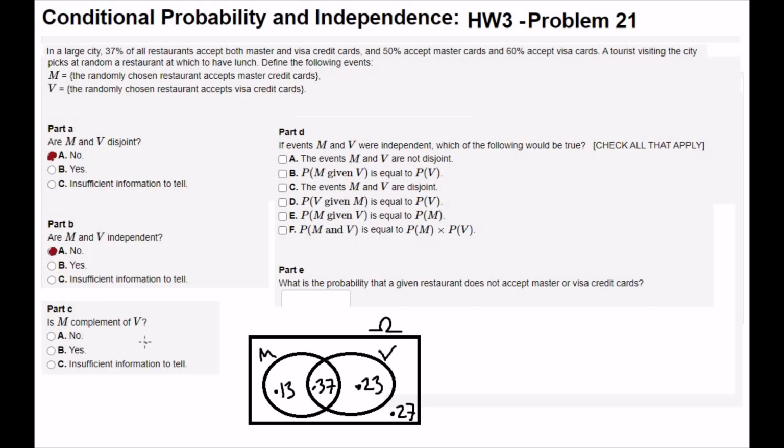Is m complement of v? No. Complement of v is everything else, including 0.27 and this.